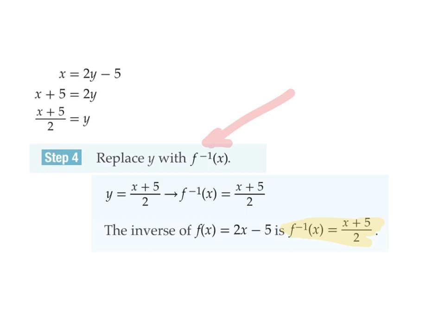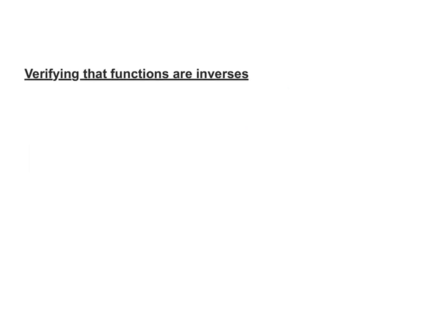The last thing we're going to do is verify whether or not two functions are inverses of each other. And that does not mean we are finding the inverse. We're going to verify whether or not two things are inverses of each other. And there's a very specific way to do that, and what we did yesterday is going to be used in order to do that. So this is the last part. Again, I want you to put things in categories. So the third category is verifying that functions are inverses.